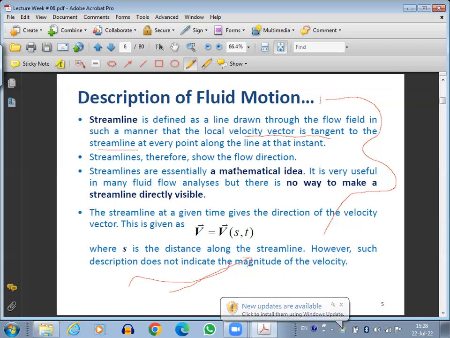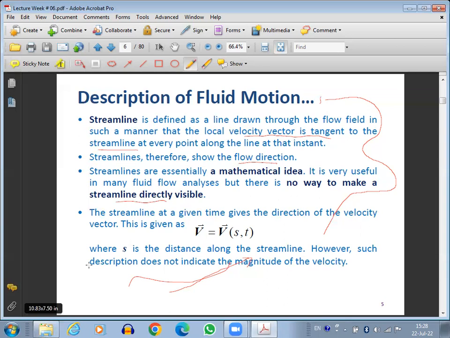Streamlines therefore show the flow direction. The main objective of the streamline is to show the flow direction. Streamlines are essentially a mathematical idea. It is very useful in many fluid flow analyses, but there is no way to make a streamline directly visible. In reality, there is no streamline, so we just make it hypothetically in our mind just to show the flow direction, flow motion.